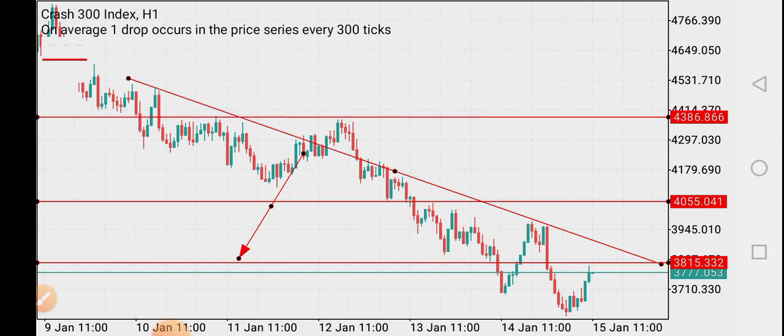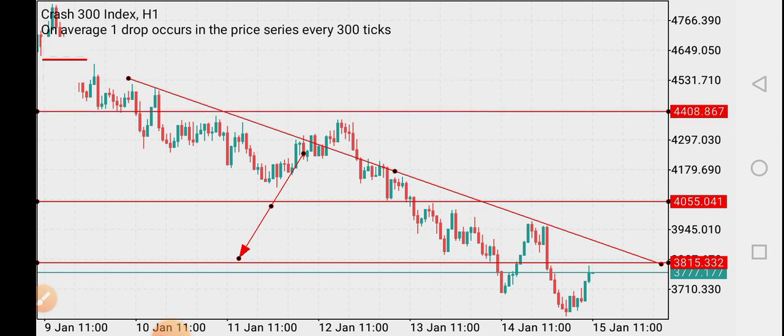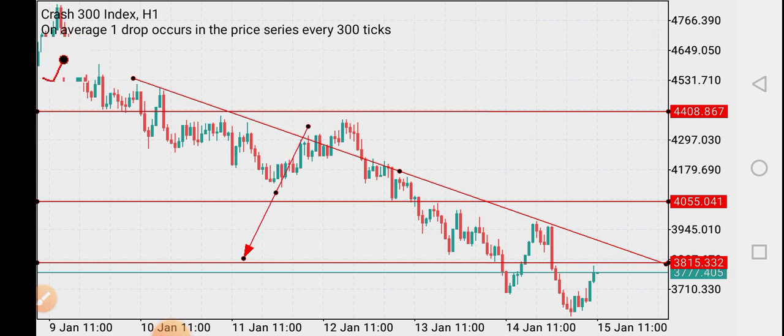And how do you know this is supposed to be a place of resistance? It's because, as you can see, at this level here, along this line, we have so many candlesticks rallying around this point. That means this is a resistance zone. It's a very strong zone that is very hard to break.